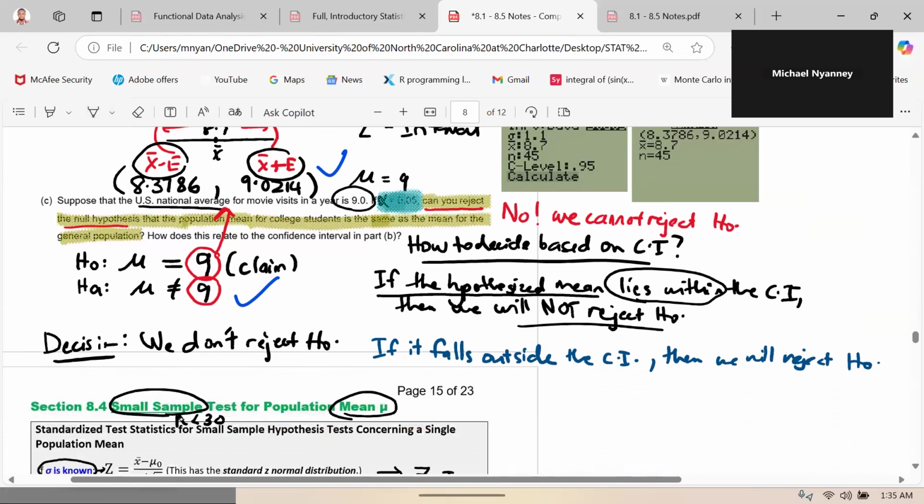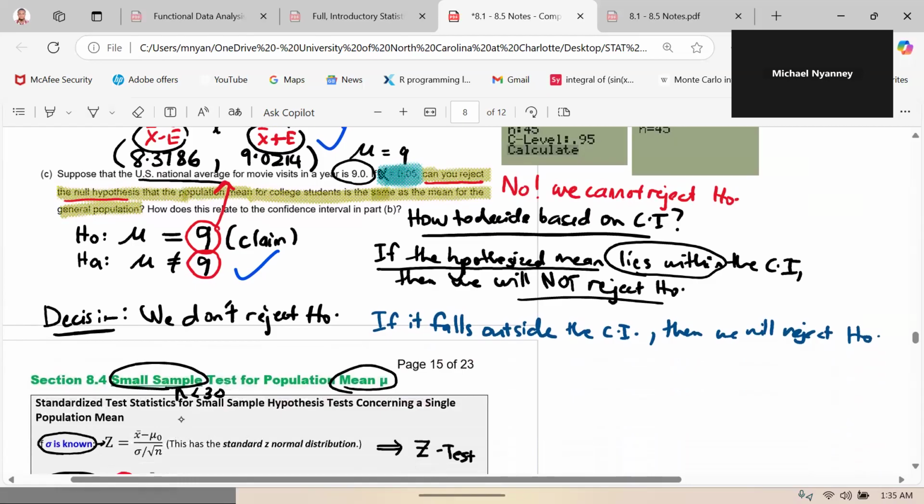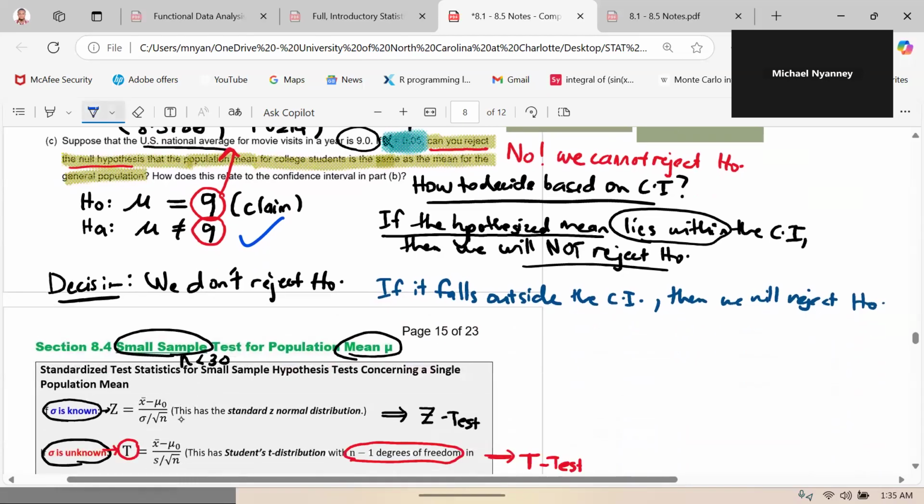So this is a way of actually making a conclusion, right? Using the confidence interval.